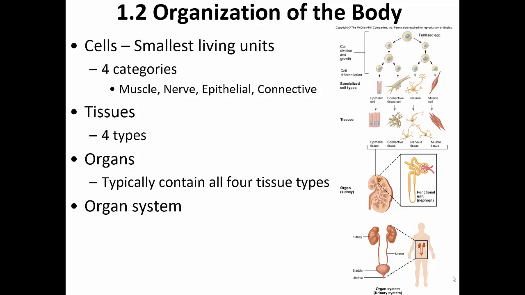However, all those cells can be put in larger categories that essentially boil down to the four categories that we see on the screen. These categories correspond with the four tissue types that we'll talk about momentarily. So the four broad cell types that we possess are muscle, nerve, epithelial, and connective. Now, cells are living units.